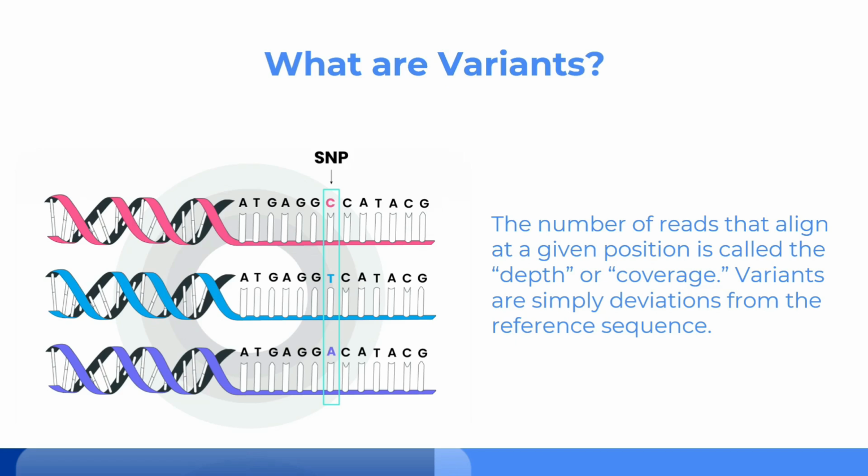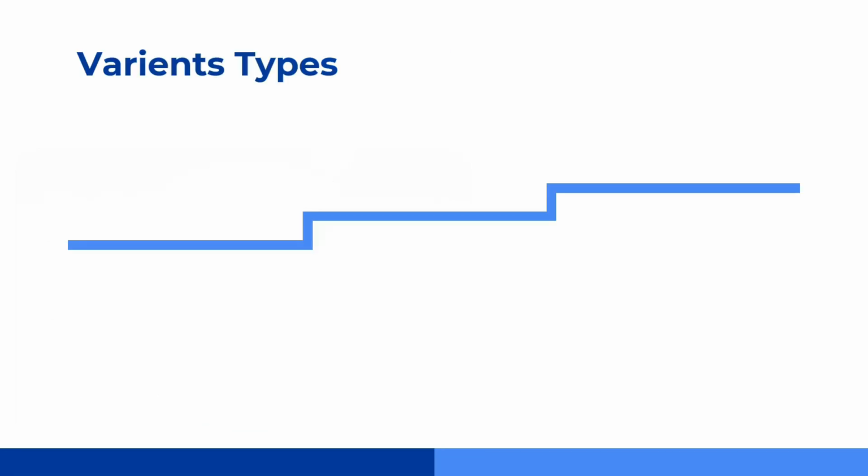Variants are simply deviations from the reference sequence. For example, a cytosine site in the reference changes into thymine and adenine in our reads file, as you can see in the illustration here. The cytosine is changing into thymine and thymine is changing into adenine, and all the other bases remain the same. That is a single nucleotide polymorphism site that is identified by a genomic analysis pipeline. So these are variants.